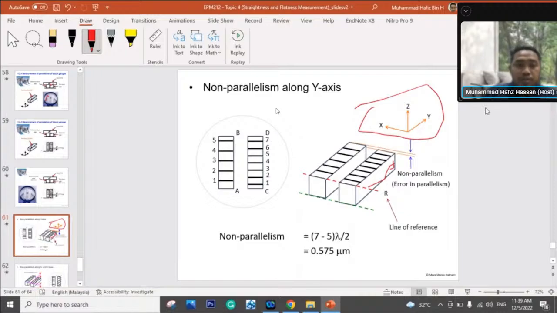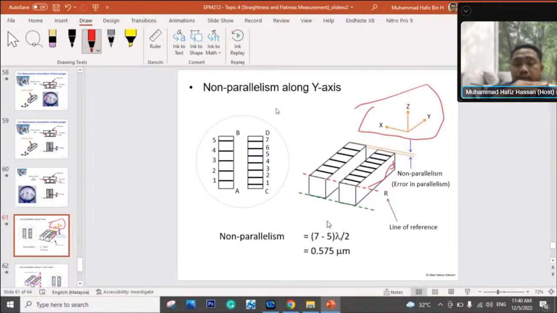So in terms of non-parallelism, we can just calculate using the number of fringe given here. We can see and use this formula, and lambda also will be given in the equations later. So for the reference block, they have about 5 fringe, and for the test piece or test block, we have about 7 fringe.